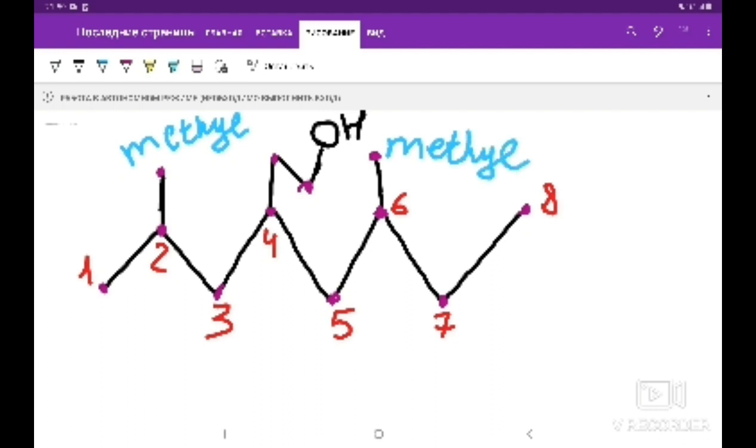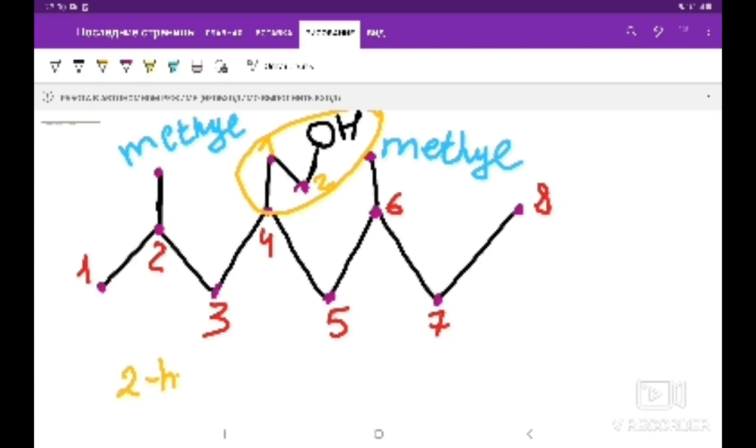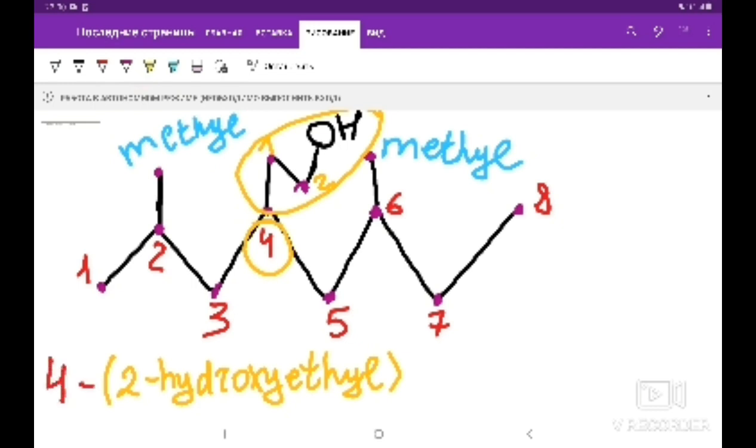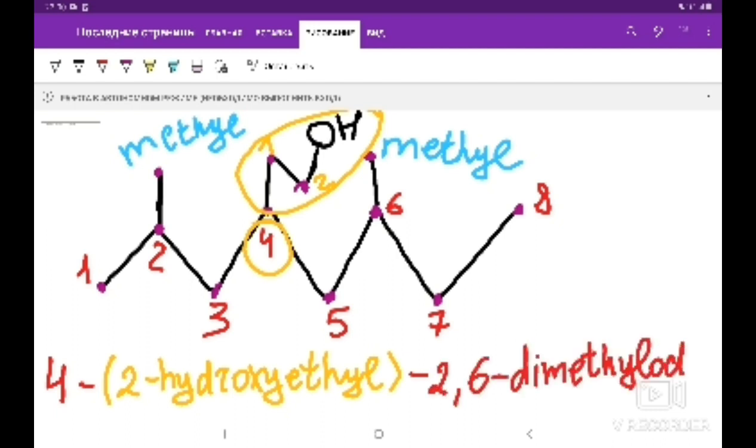Let's see what we have on this first one. 1, 2. We see that we have 2 carbons here and an OH group. That means it will be 2 hydroxyethyl, and it's on the 4th carbon. So 4, 2 hydroxyethyl, then 2, 6 dimethyl, 8 carbons, octane. So in substituents, H and M come in alphabet order.